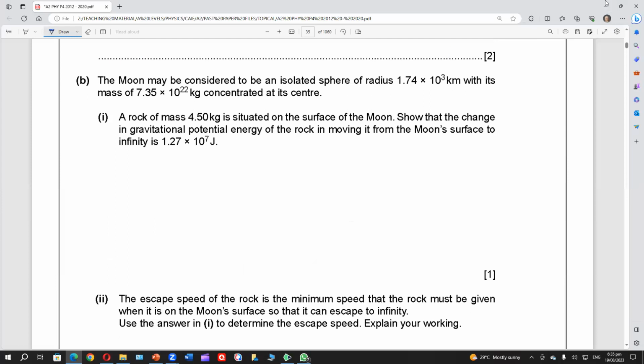It's a definition memory. The moon may be considered to be an isolated sphere of radius this, with its mass of this concentrated at its center. This language always means that we assume that moon is a point mass. A rock of mass 4.60 kg is situated on the surface of the moon. Show that the change in gravitational potential energy of the rock in moving it from the moon's surface to infinity is this.